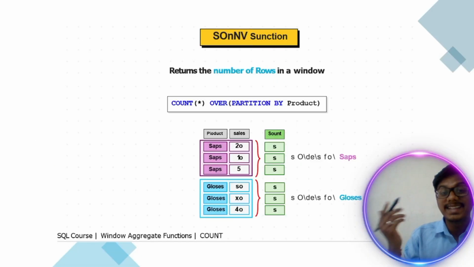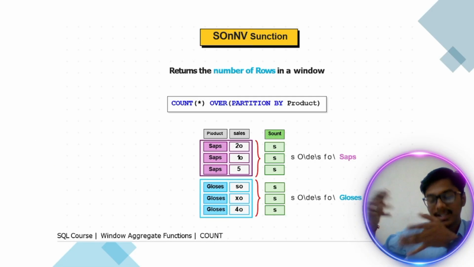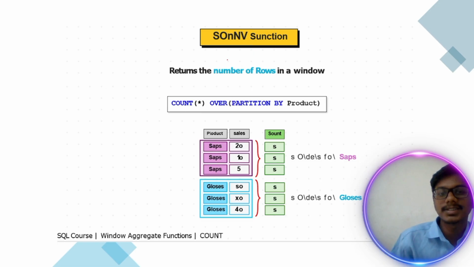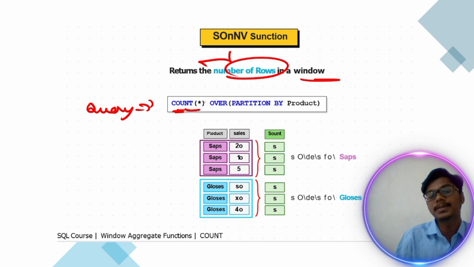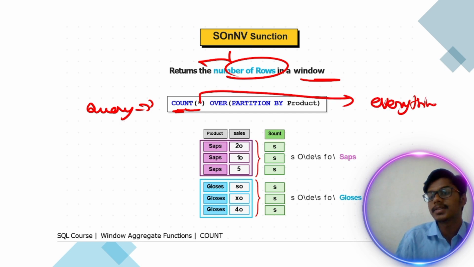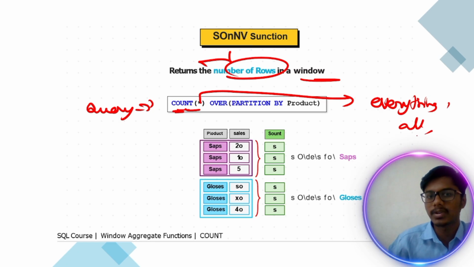Yes guys, now let's dive into a brief description of how the count function works behind the scenes. The count function returns the number of rows in a window. The query is COUNT(*) inside. Star means everything, as we discussed in the first video, the introduction of the SQL crash course.